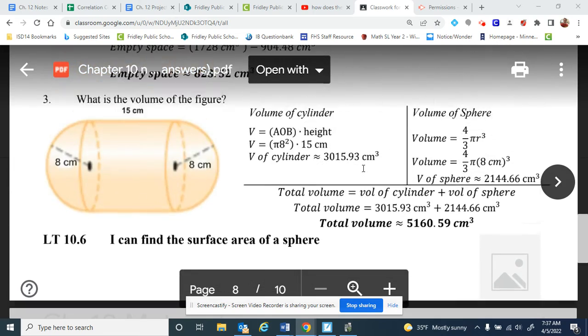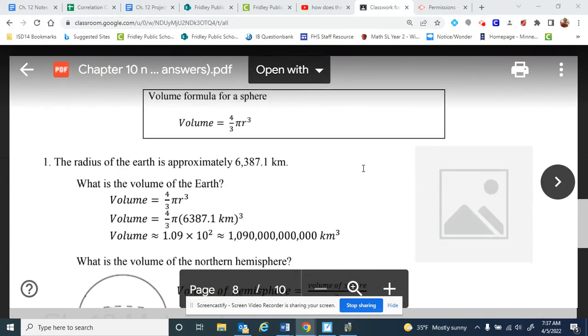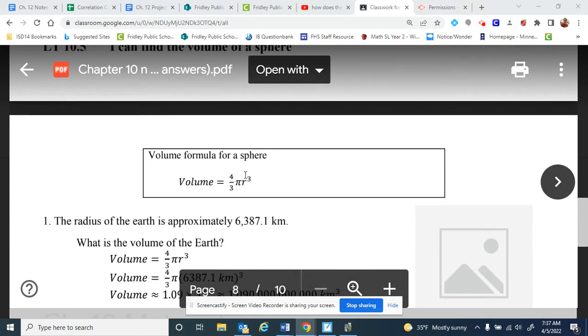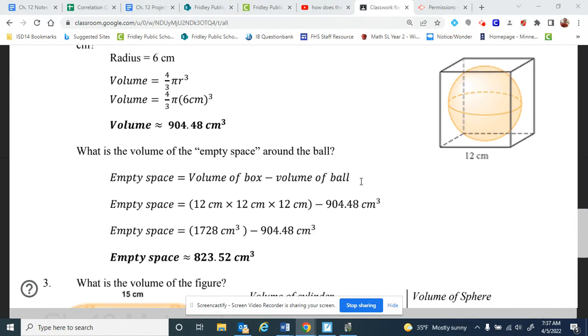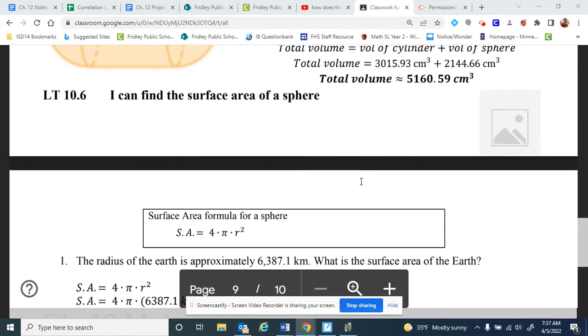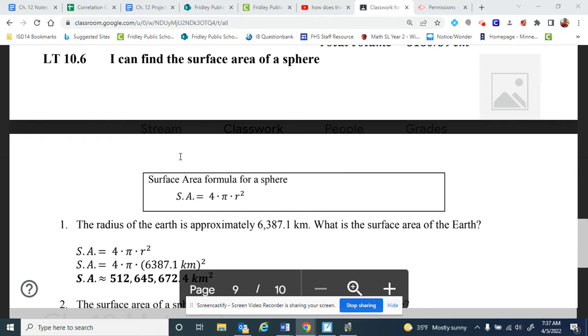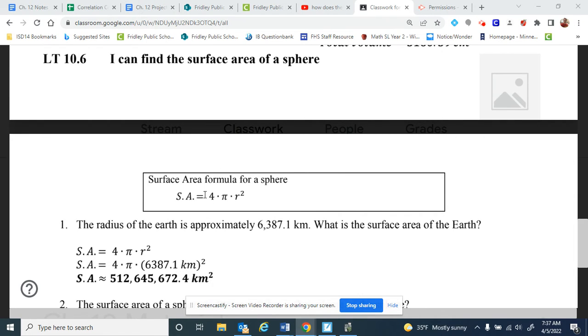So yesterday, our last lesson, we worked on the volume of a sphere. And the formula for the volume of a sphere was 4/3 pi r cubed. And today we're going to be looking at the surface area of a sphere, and the formula for surface area of a sphere is 4 times pi times the radius squared. So it's really similar to our pi r squared formula, except it's multiplied by 4.